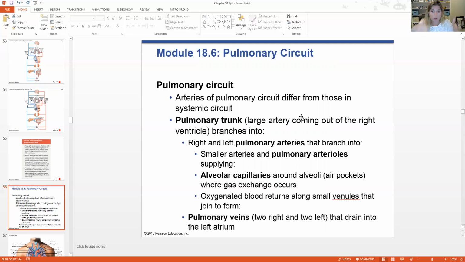So pulmonary arteries branch into pulmonary arterioles. It's equal on both left and right sides. The pulmonary arterioles branch into the alveolar capillaries, which are surrounding the alveoli, the air pockets inside the lungs. This is where gas exchange occurs. The oxygenated blood is going to return through small venules, and then those small venules join to form the pulmonary veins. There's right and left. There's two on the right and there's two on the left. The pulmonary veins drain into the left atrium.